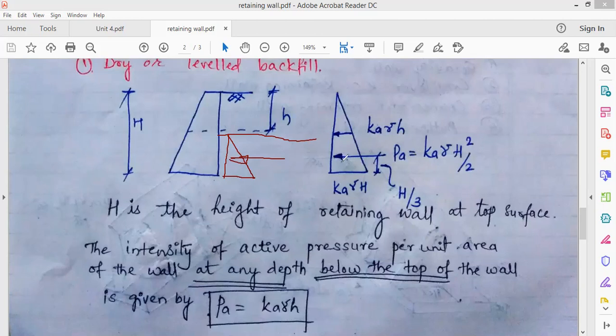So the total pressure acting will be at the place where the centroid of this triangle lies. The centroid of the triangle is at 1/3 of the total height of the retaining wall. The total height is capital H, and 1/3 means H by 3. So this will be acting at H by 3 from the base of the triangle, and the total force will be Pa is equal to Ka into gamma into H square by 2. That is the force acting.